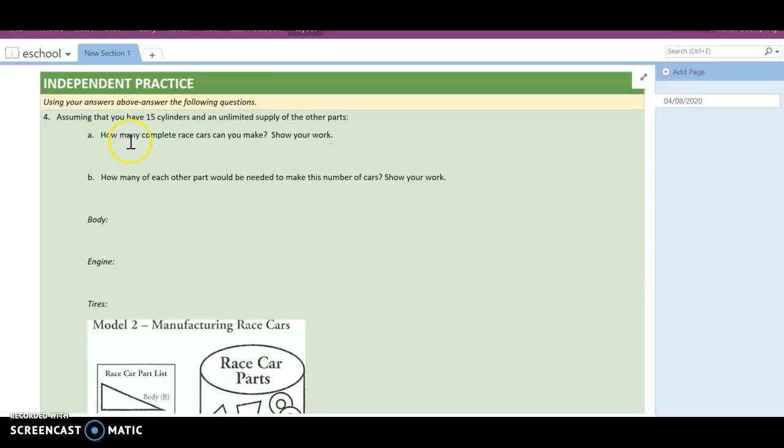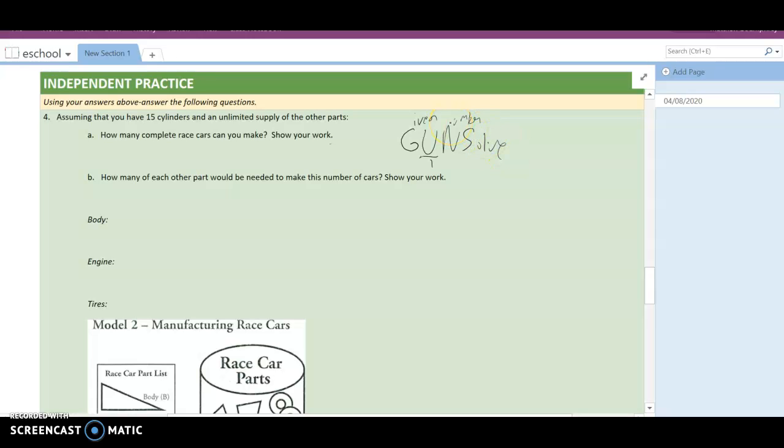So, assume you have 15 cylinders and an unlimited supply of other parts. How many race cars can you make? Show your work. All right, so first thing I'm going to do is use my acronym, GUNS. Remember, given, under one, numbers, plug in my numbers and solve.